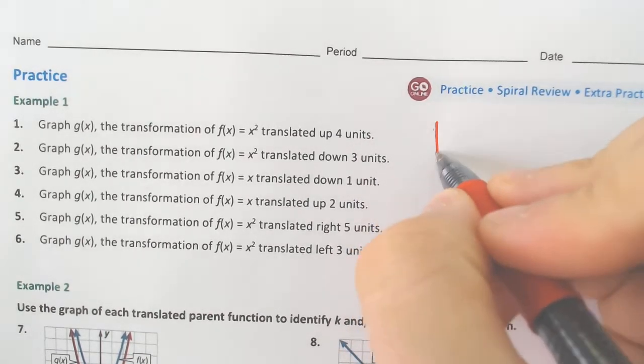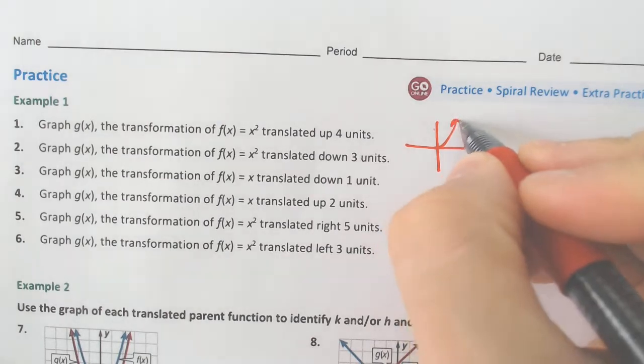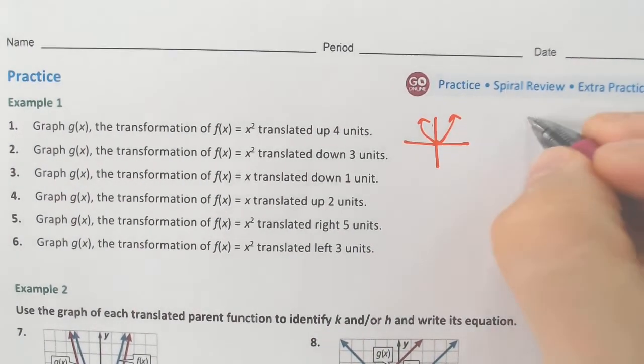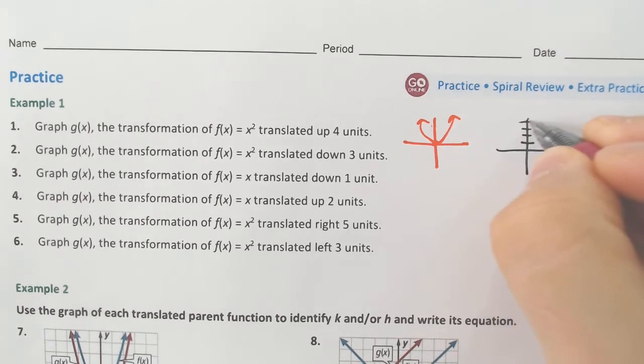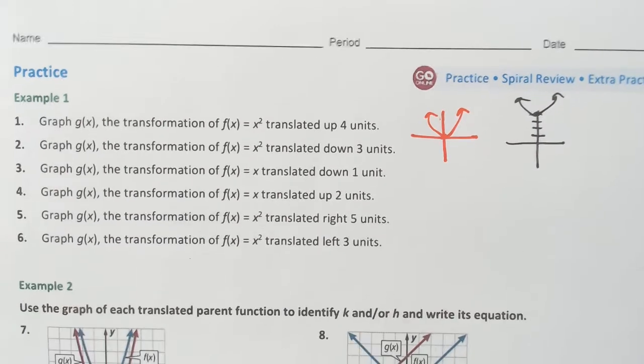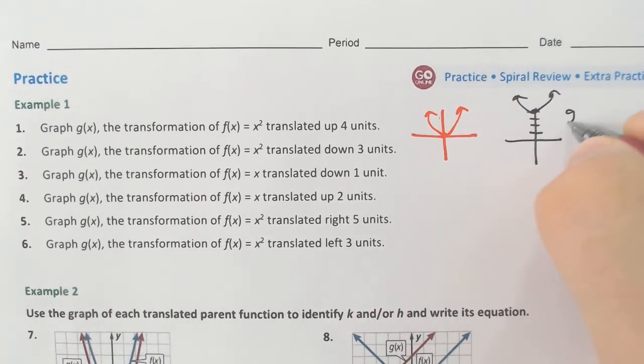Y equals x squared would be a parabola. And if we shifted it 4 units up, well, it would be a parabola that is 1, 2, 3, 4 up. Ta-da. The official answer I'm going to be having here in black. That would be g of x.